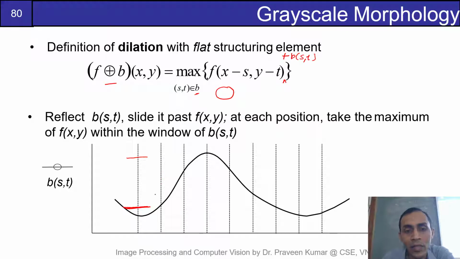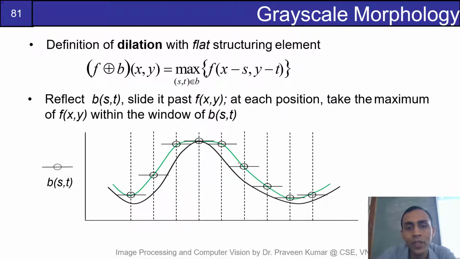Similarly, at this location the value will be this, at this location the value will be this, and so on. So in effect, our new function will be taking the max value. Our function values are going to get increased. So the name dilation can be understood in that way.